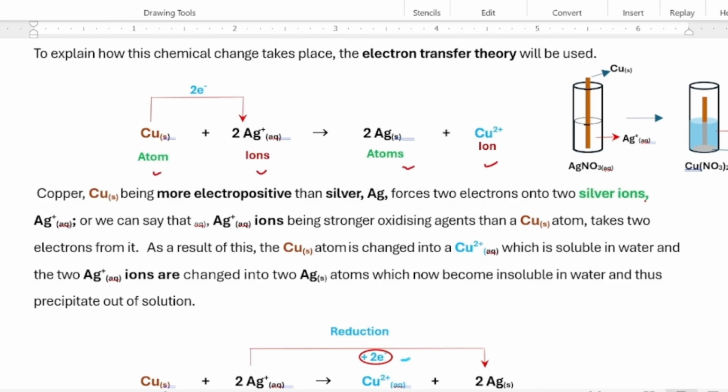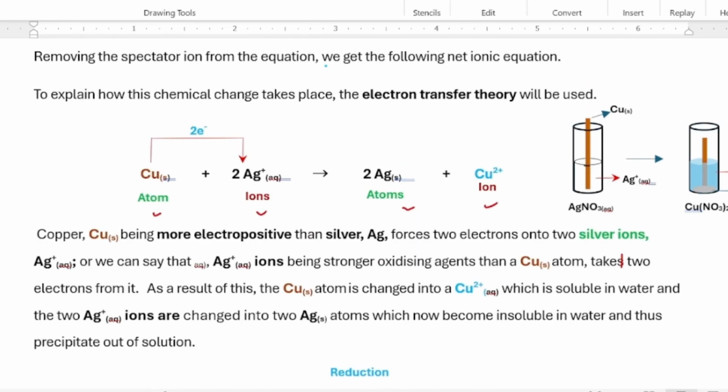onto 2 silver ions, or we can say that silver ions, being stronger oxidizing agents than a copper atom, take 2 electrons from it, and as a result of this, the copper atom is changed into a copper-2 ion, which is soluble in water, and the 2 silver ions are changed into 2 silver atoms, which now become insoluble in water and thus precipitate out of solution. And these two figures try to depict that chemical change.